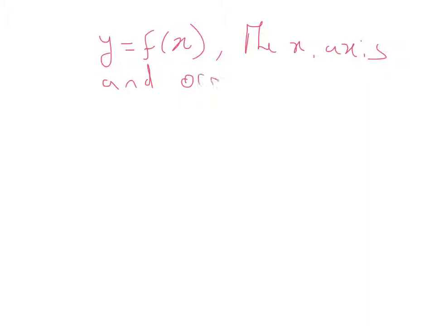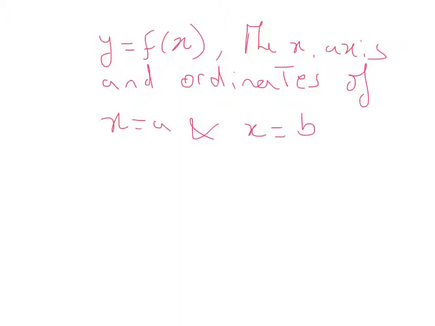So from that we can conclude that the volume of a solid that's generated by the revolution about the x-axis, let's say, of the area between y equals f of x, the x-axis, and the ordinates, let's say, x equals A to x equals B. It should be given in that form.